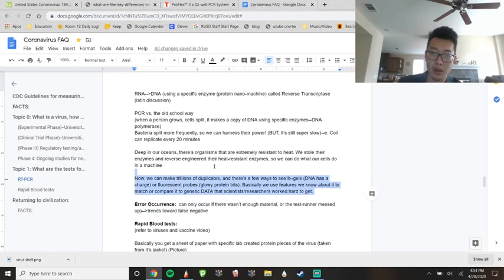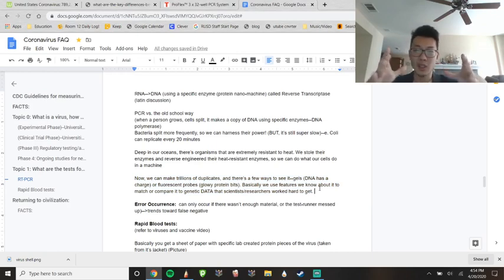So what does this get us? This gets us billions of duplicates. And there's a few ways to see it once there's that much. It's still in a little jar. It didn't explode out of the jar because it's still very small. But there's two ways to see it.